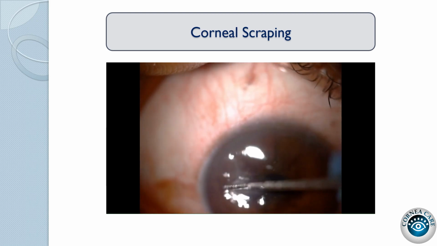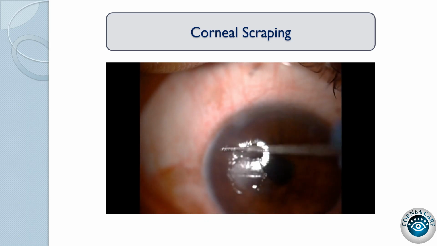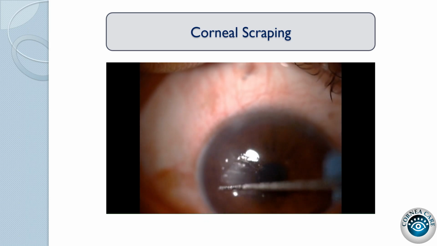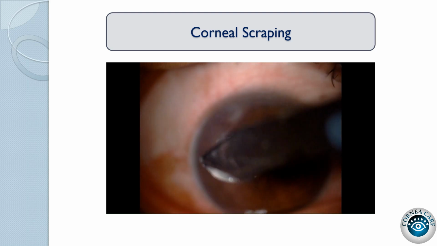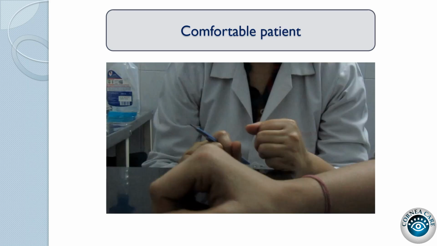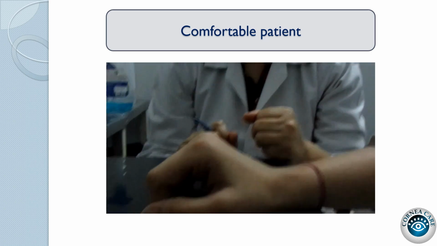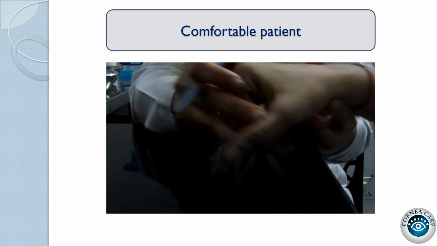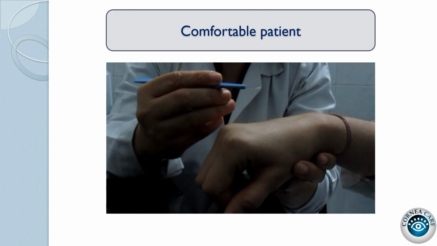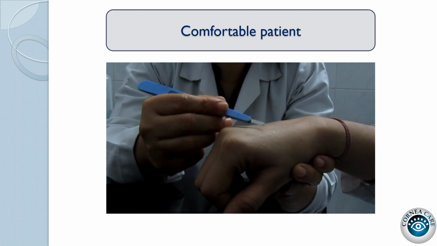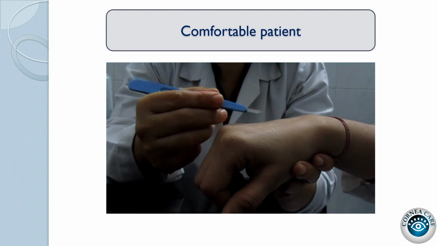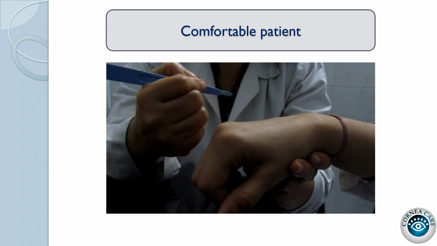The ulcer is scraped to get enough material. If there is any slough, that should be removed first and then scraping is done. It is very essential to make the patient comfortable about the procedure. I use a spare number 15 blade and demonstrate the procedure on the back of my hand. It makes the patient understand that it's not at all a painful procedure.